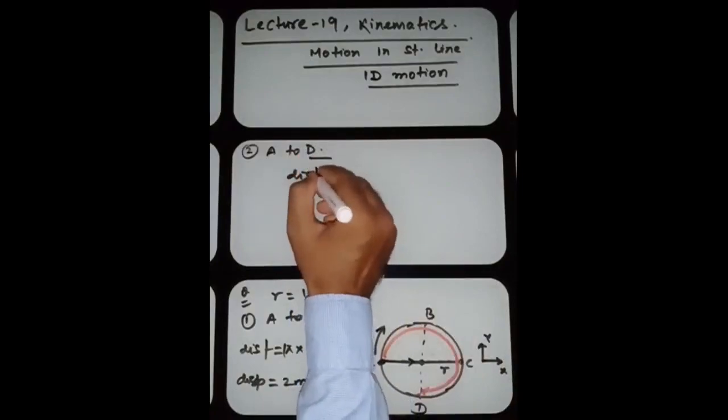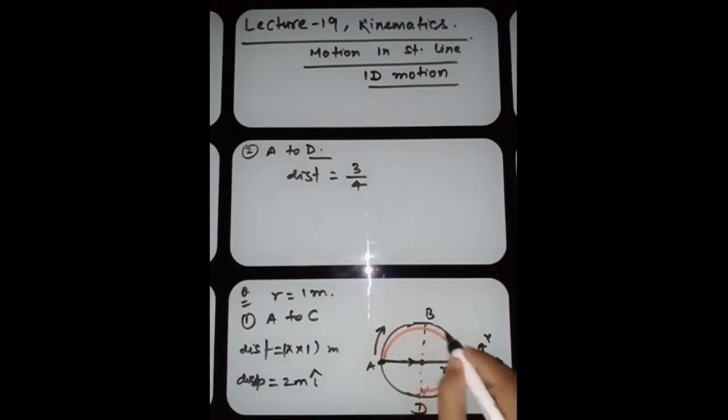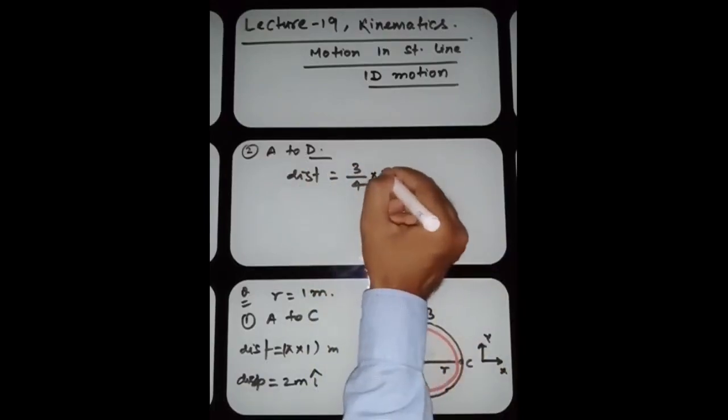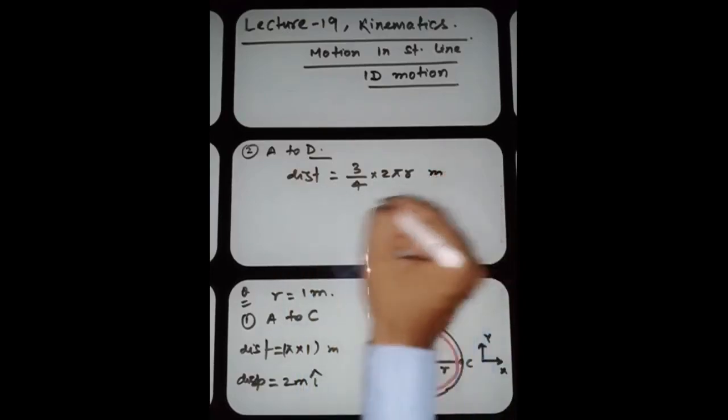So the distance is nothing but 3/4 of 2 pi r. It is 1, 2, 3, so 3/4 of 2 pi r. The value of r you will put here, 1 meter. This is the answer, 3/4 of 2 pi r. Now the displacement, it is in meter.